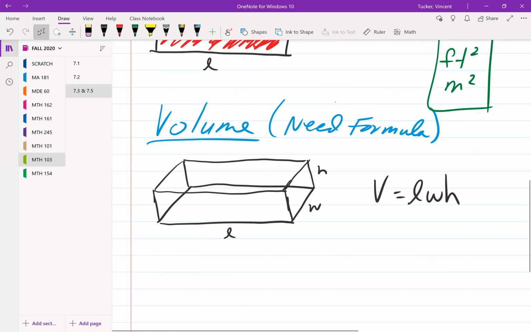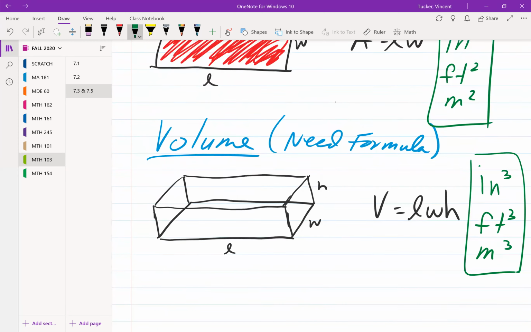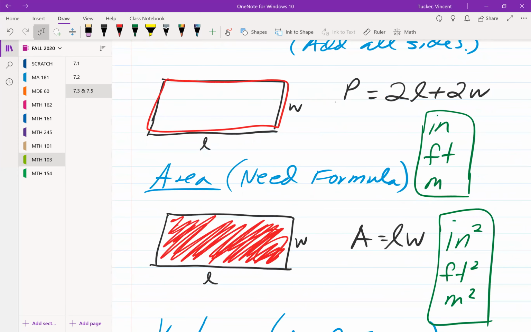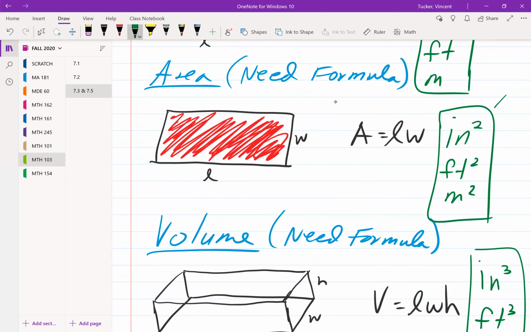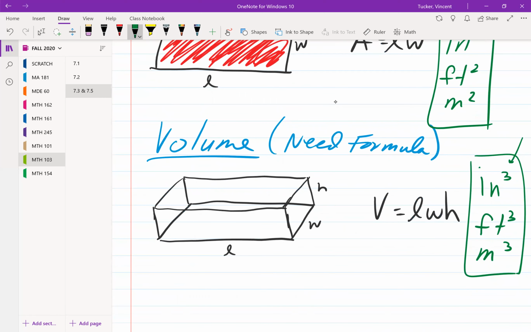Then when it comes to volume, once you're done calculating your volume, it will be cubic inches, cubic feet, or meters cubed. So you will always know which one you're dealing with when you're looking at your measurements. Once again, your perimeter, when you're done calculating, will be in regular measurement. Area will be measurement squared. Volume, measurement cubed.